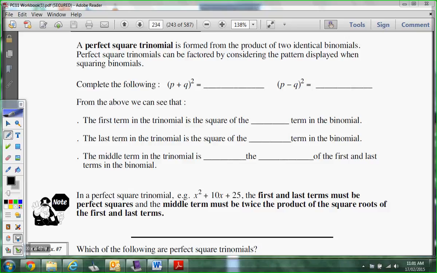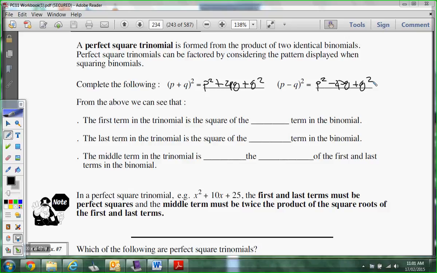So complete the following. If I squared this out, FOILed out p plus q times itself, you'd get p squared plus 2pq plus q squared. If I did minus, it would be p squared minus 2pq, and then plus q squared. That's a 2pq there, sorry. So they have a pretty similar pattern. The only thing that changes is the addition in the middle, the minus is a minus in the middle. Everything else is the same.